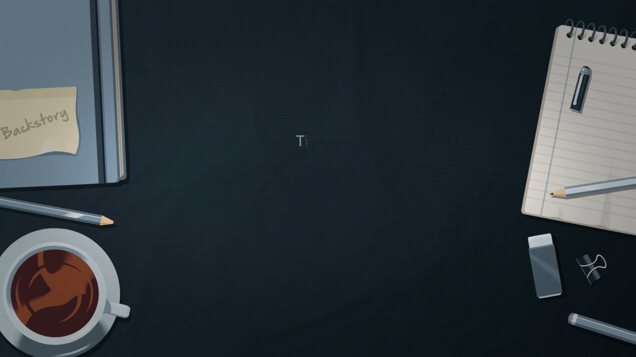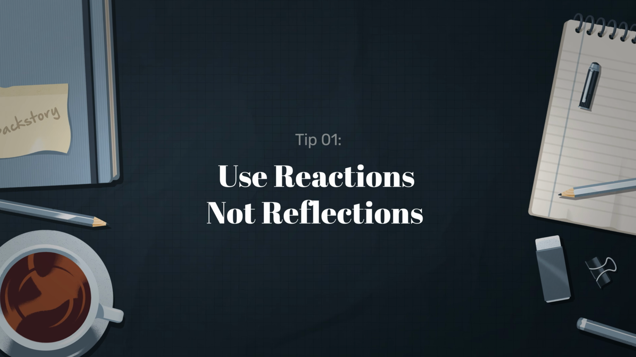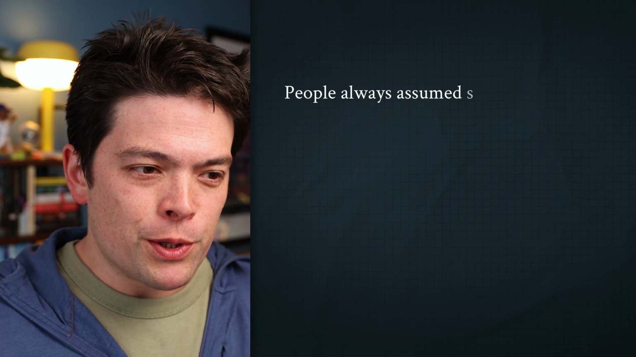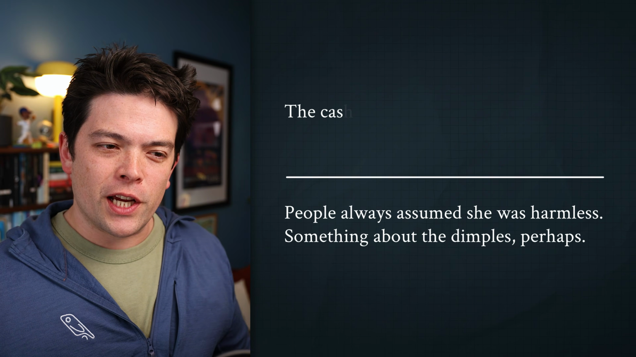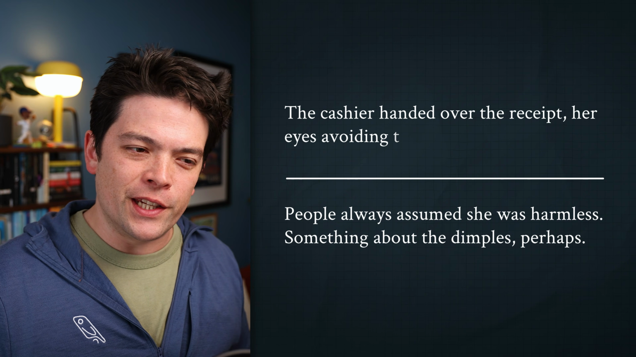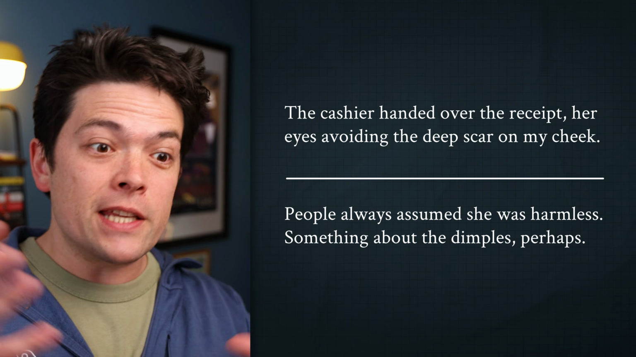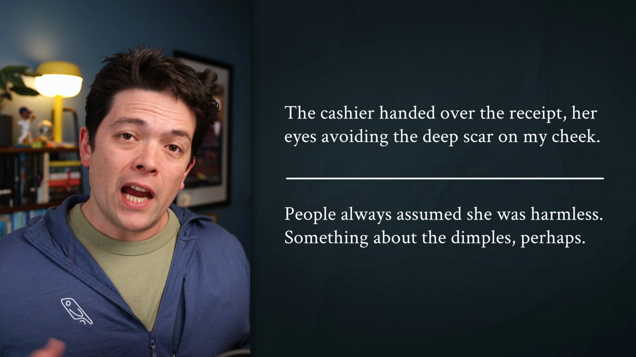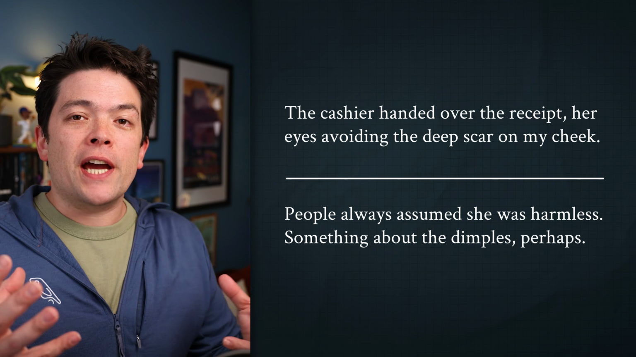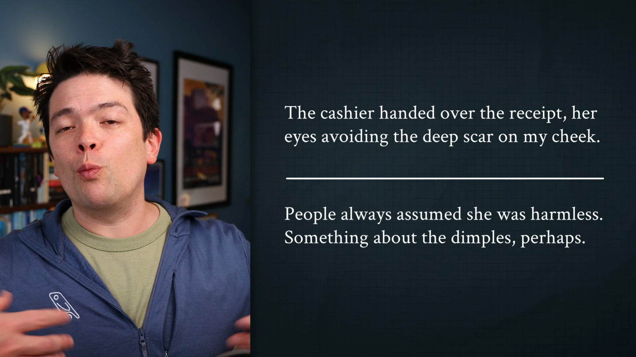Here's the first tip. Use reactions, not reflections. Instead of telling us what a character looks like directly, show how other characters respond to them. People always assume she was harmless. Something about the dimples, perhaps. Or, the cashier handed over the receipt, her eyes avoiding the deep scar on my cheek. Now we're getting into physical description and learning how these characters fit into their world. I like this method because it feels alive, it's dynamic, and it builds character and the world both at the same time.